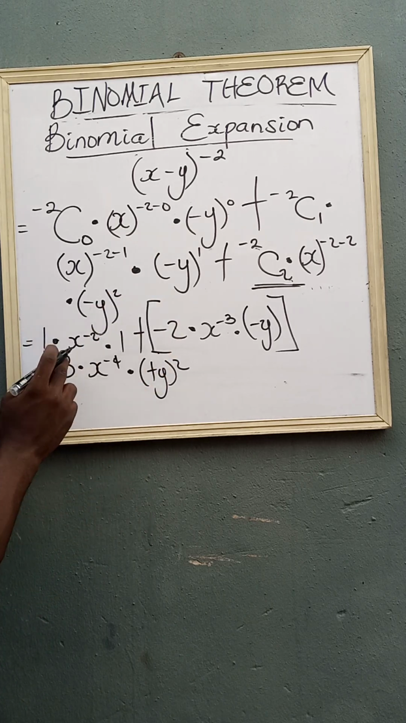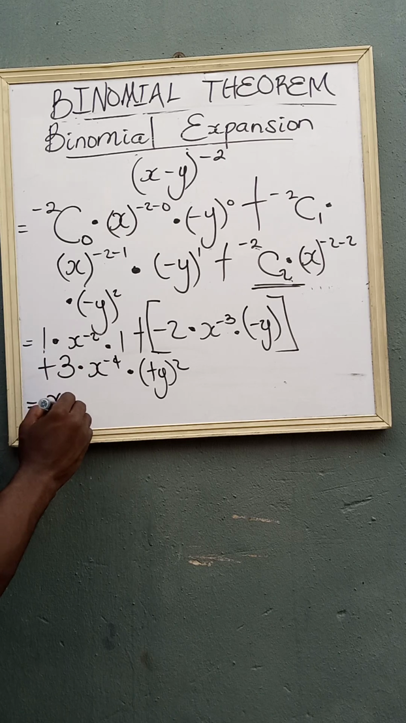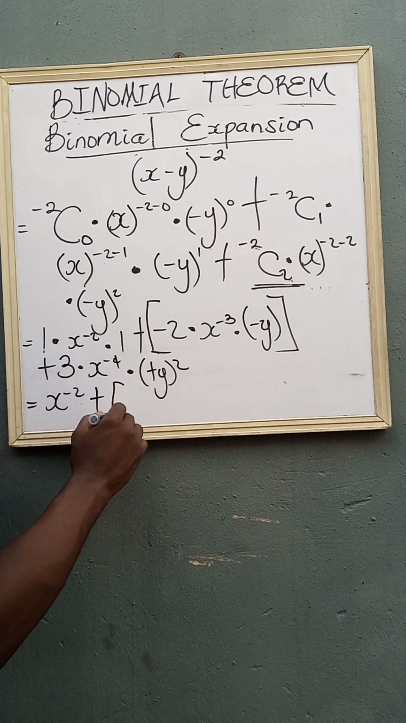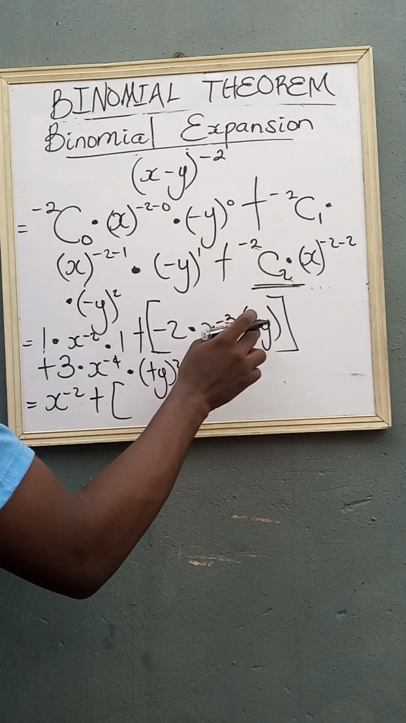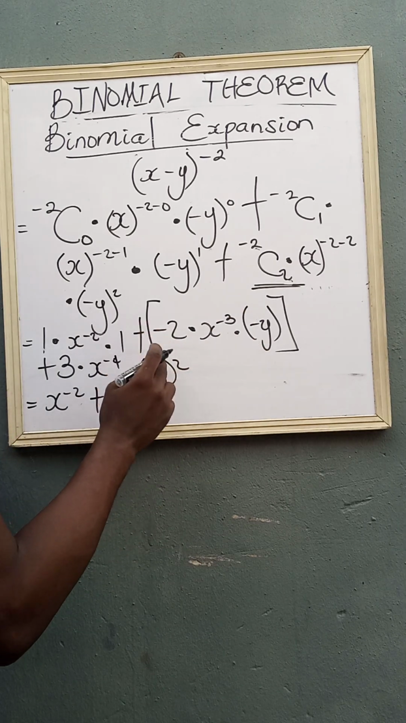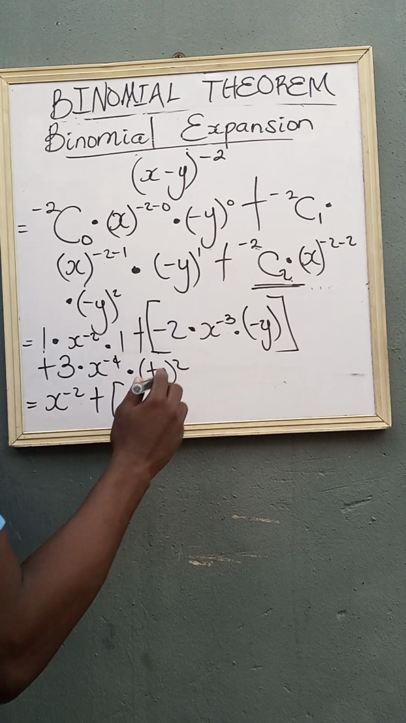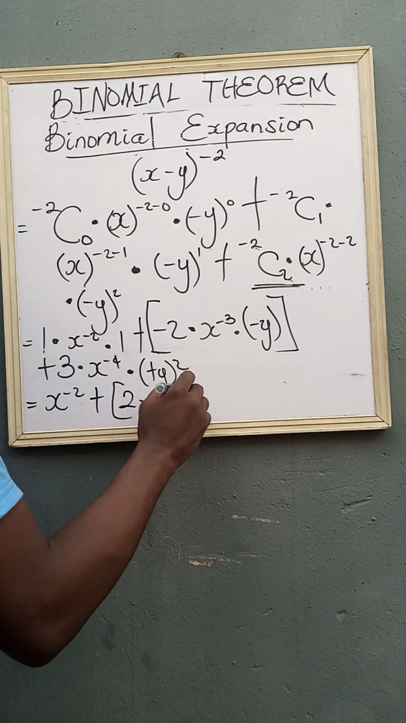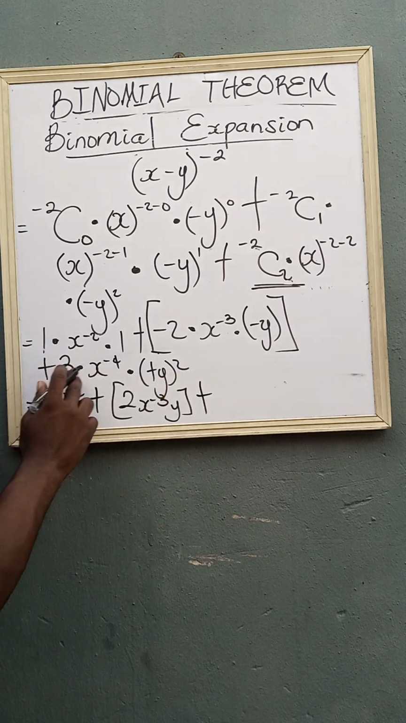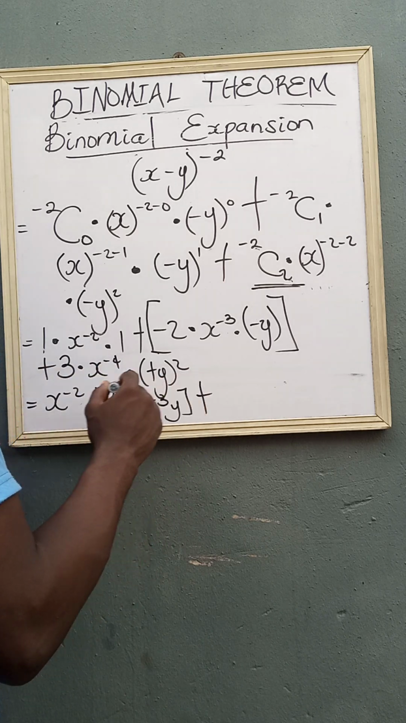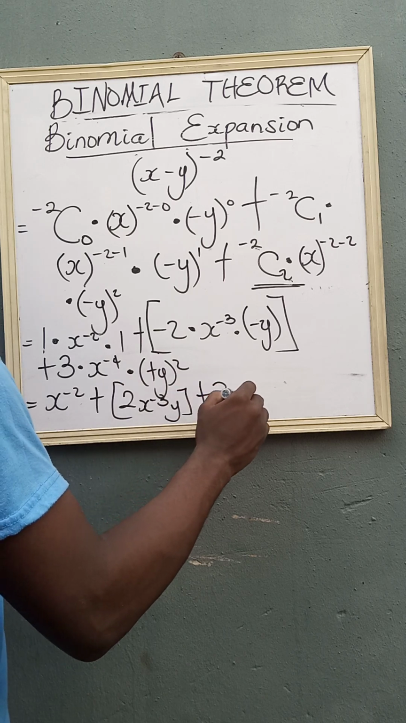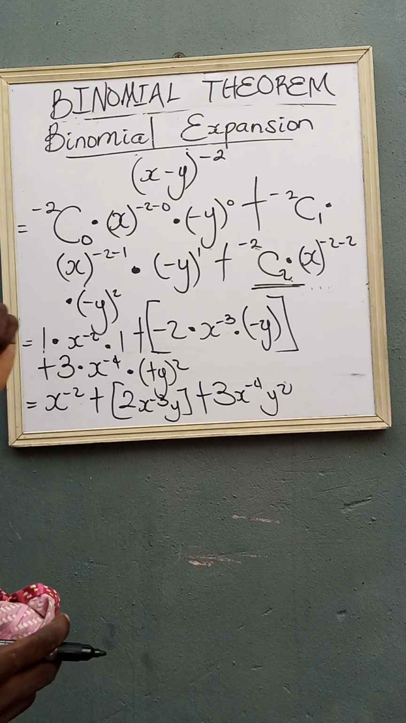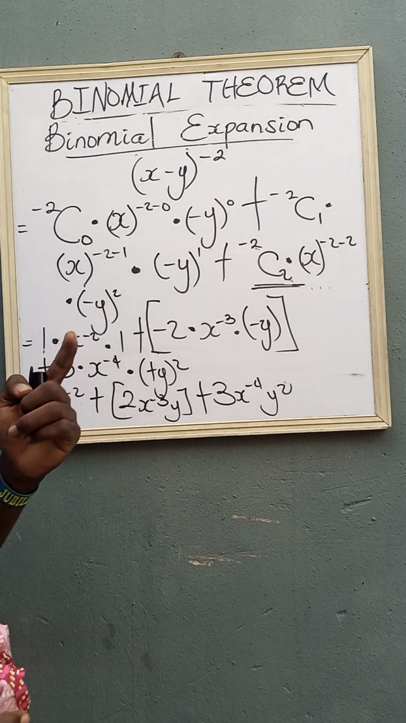Alright, so let's expand this. 1 times 1 is 1. 1 times this gives x to the power minus 2. Then plus, let's expand this: minus y times minus 2 gives 2y, and 2y times this gives 2x to the power minus 3 times y. Plus, here I have 3x to the power minus 4 times y squared.